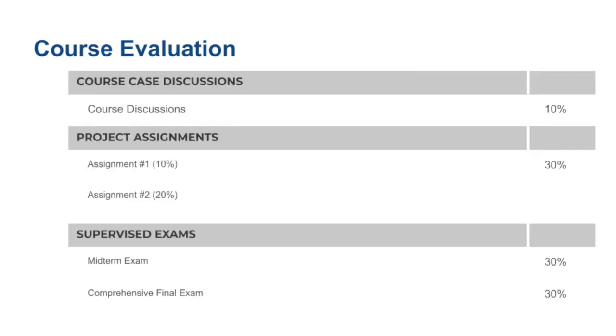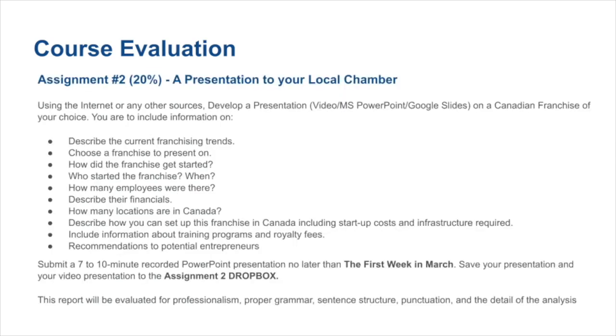You'll notice too that there's a second assignment. The second assignment is another presentation that you're doing to the local chamber, and in it, you're going to be talking to them about the Canadian franchise industry, okay? Very specific. So what I want you to do there is a bit of research on Canadian franchises. Find a couple. In your presentation, you're going to describe the current franchising trends.